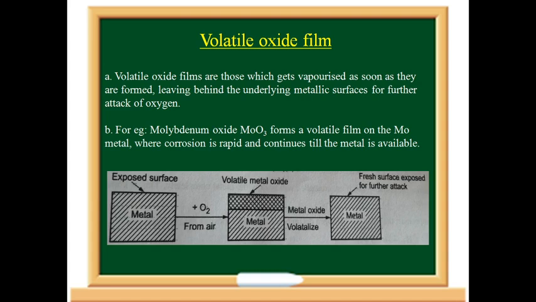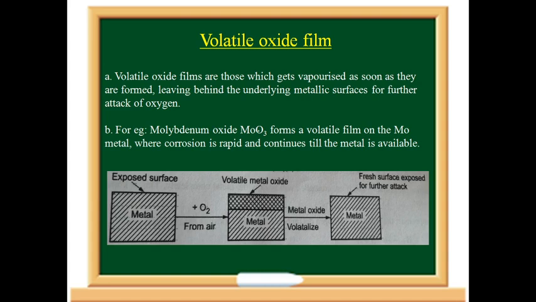So a question might come in the exam like, explain the oxide film where the corrosion is very fast and does not stop at all. So there we will write down about the volatile oxide film giving the example of molybdenum oxide. Okay, so this is about the three oxide films formed due to attack of oxygen.